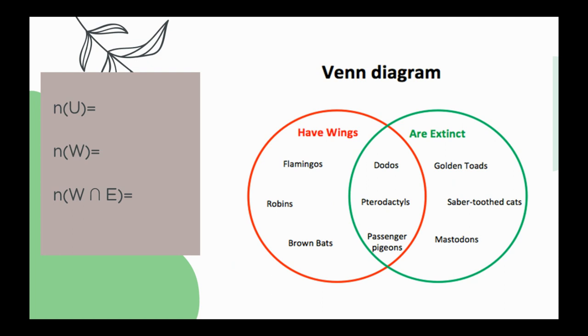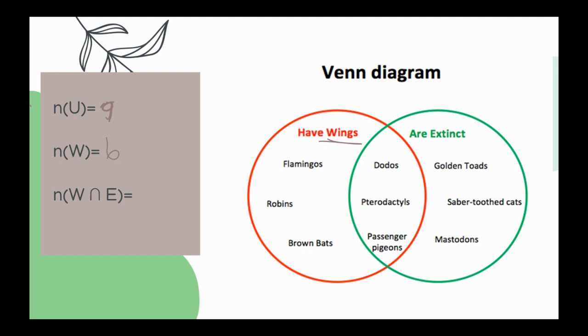So this is a universe here. We could call it whatever we want to. Animals, I don't know. But the question is, how many things are in the universe? Well, how many things are we looking at? We're looking at 9 things here. So the number of things in the universe would be 9. How many things are in W? What do you think W stands for? Probably wings, right? So how many things are in the wings category or having wings? That would be 6. There are 6 things in that category.